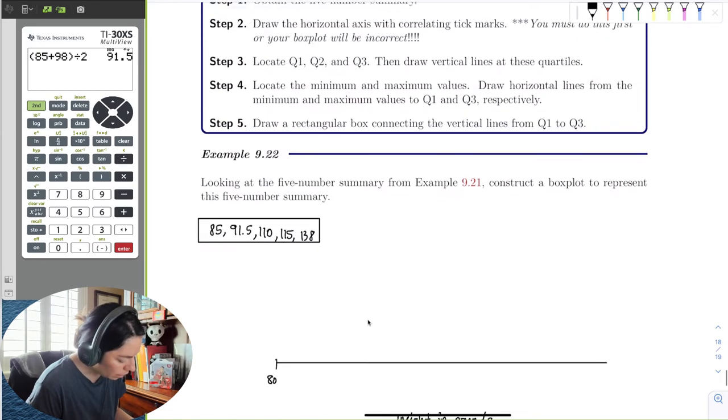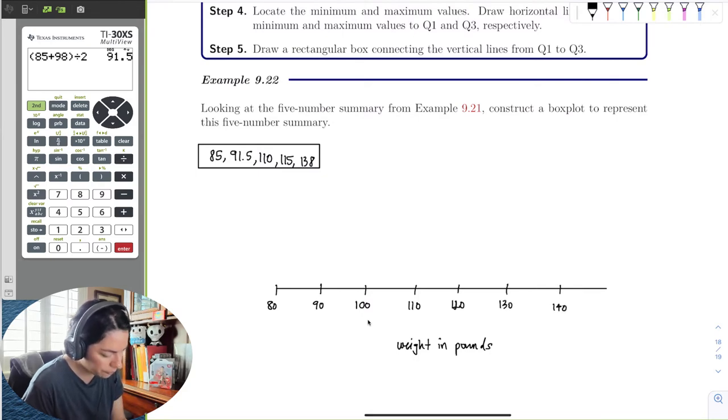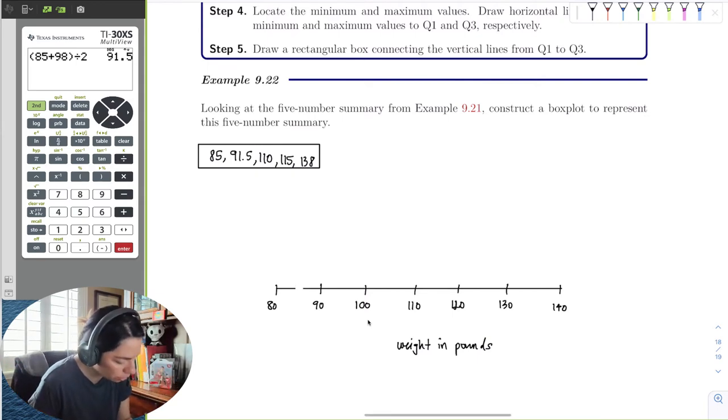So 80, 90, 100, 110, 120, 130, and 140. So that looks nice, and then I can always erase the extra. So here's my x-axis, and I decided to do it in tens just because it gave a good little tick marks in tens. I can see the sub tick marks here, 85, 95, you know, all the fives and such.